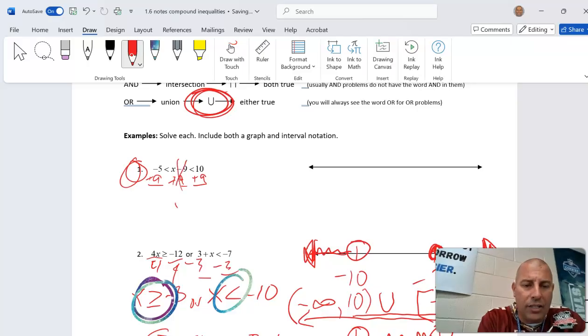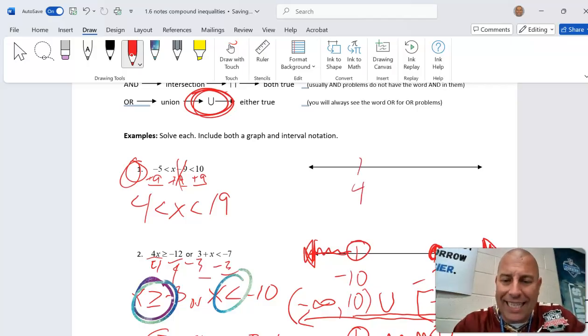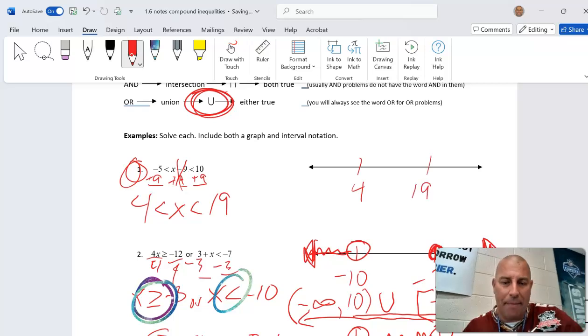So goodbye. I just have the x. All right. I've got a negative 5 plus 9. That's a 4. Bring down my less than symbol, and that's a 19 we're looking at. Okay, so 4 and 19 are my key numbers that I am after here.